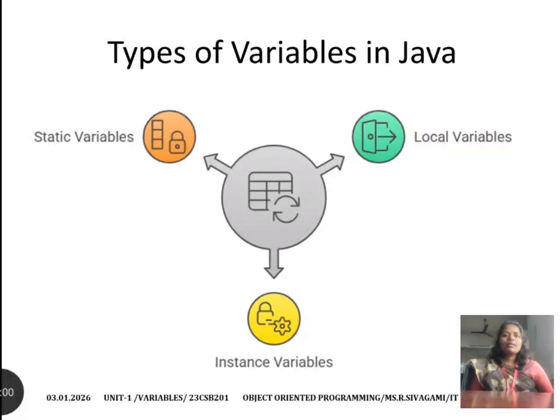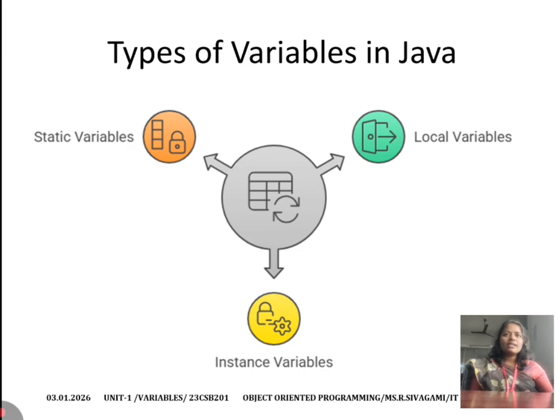The next one is instance variable. Instance variables are declared inside a class but outside any method. Every object of a class gets its own copy of these variables. If we don't initialize them, Java automatically assigns the default value for the variable.